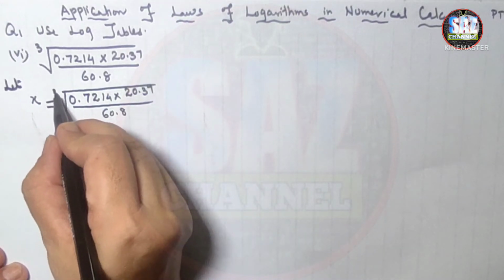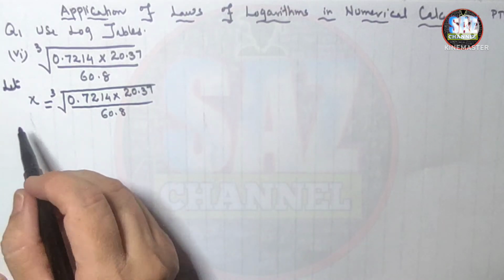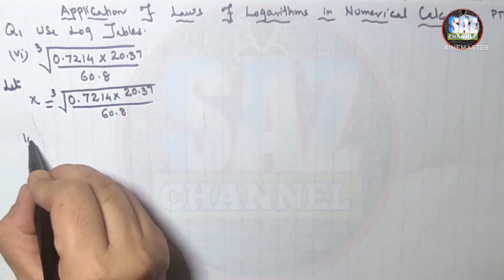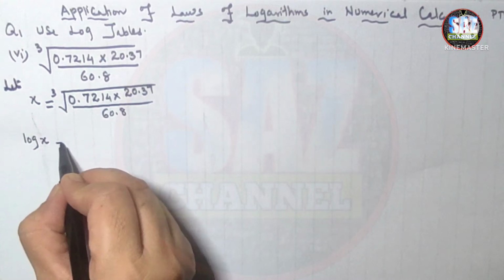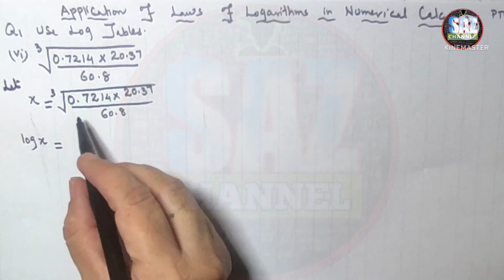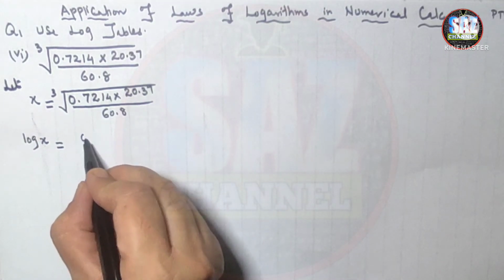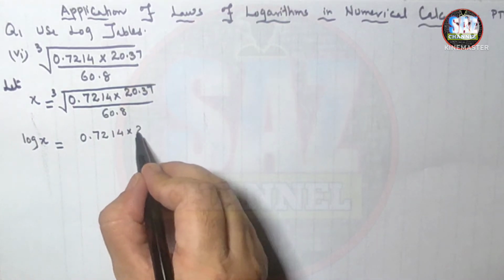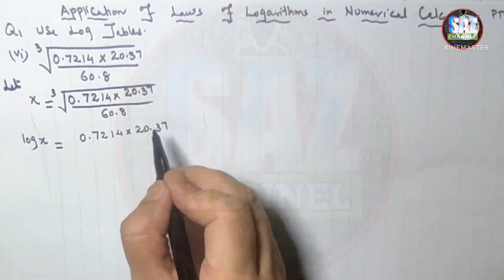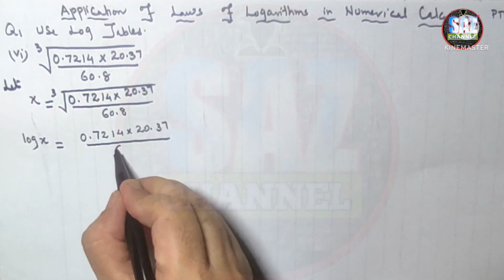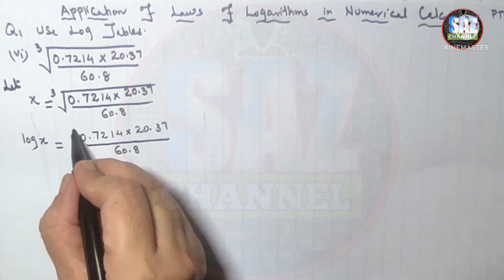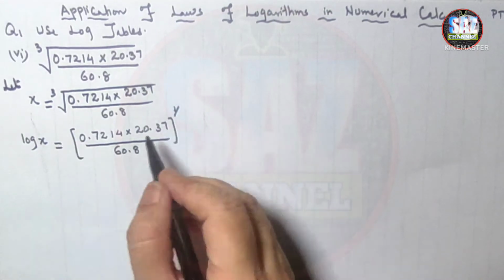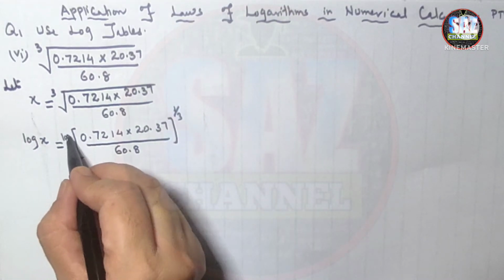Students, you can see that I have done nothing here. I am just supposing that this number equals x, and the second step is that we have to take the log on both sides. Log of x equals, now in this step we can write the question as 0.7214 multiplied by 20.37 upon 60.8, and this index can be turned into the fraction 1 by 3, and I have to write the log on both sides.